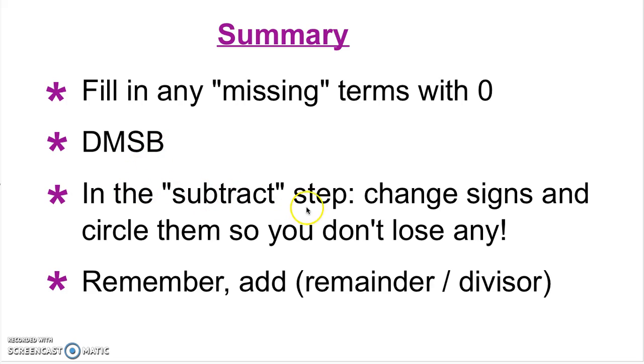In the subtract step, change the signs and circle them so you don't lose any. Don't try and save too much space, and don't skip that circling step because you're going to not remember whether you're supposed to use the plus or the minus when you get there. Don't forget, add the remainder over the divisor at the end of whatever your quotient is.